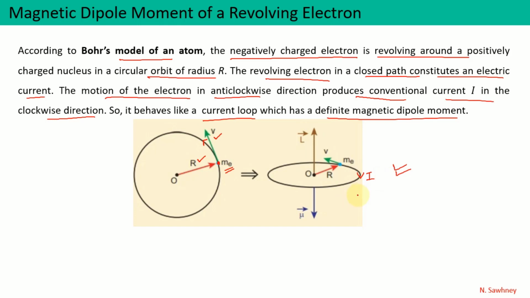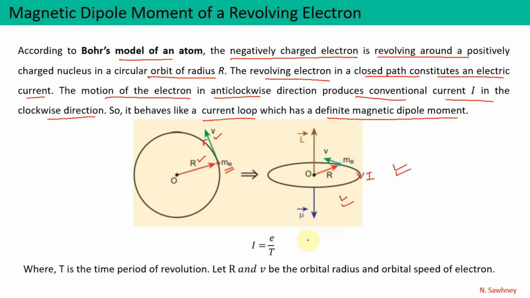Now, if you see carefully, this current is in the clockwise direction. So the upper face will be acting as the south pole and the lower face will be acting as the north pole. Hence, it acts as a magnetic dipole. So, as it is a magnetic dipole, let us find its magnetic dipole moment.